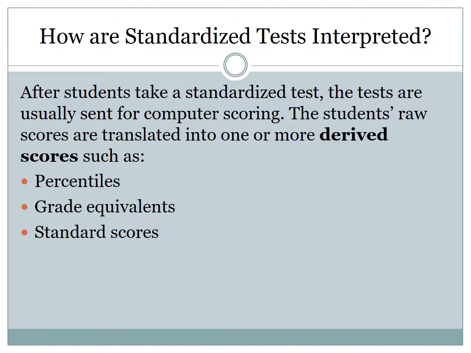How are standardized tests interpreted? Well, after the students take a standardized test, they're usually sent for computer scoring. The students' raw scores are translated into one or more derived scores. When you're looking at the reporting, you're going to see a raw score for the student that doesn't mean that much. That's why the companies translate them into one of three scores: percentiles, grade equivalents, or standard scores. And we're going to talk about each one of these so you know what you're looking at.